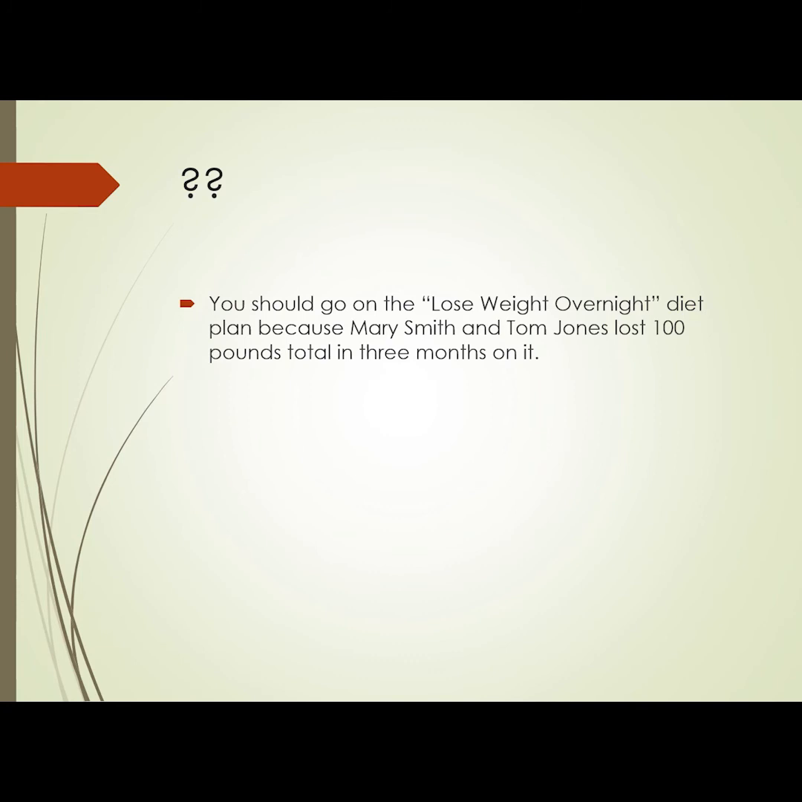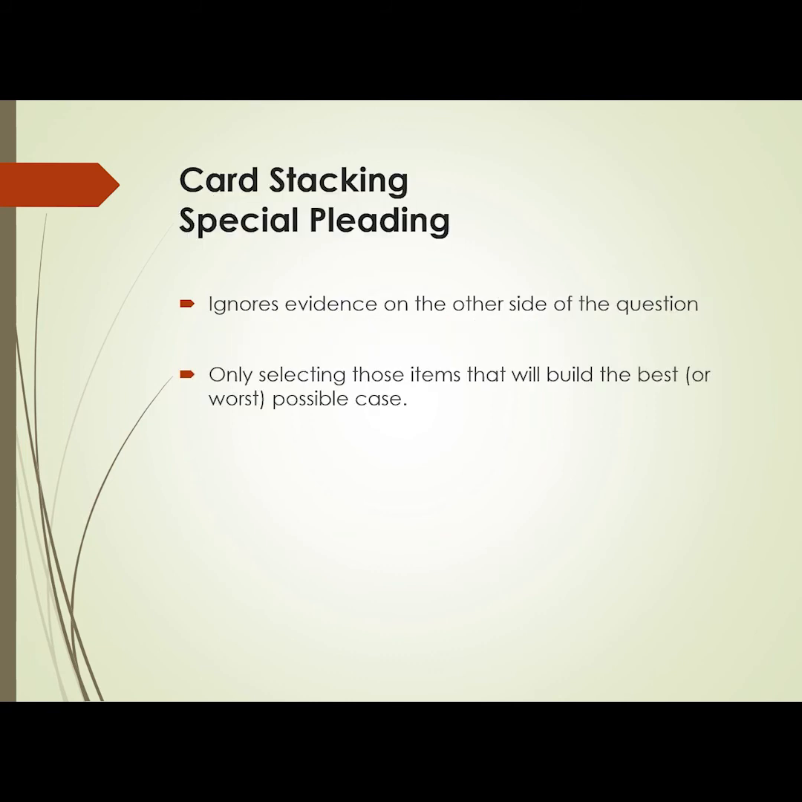You should go on the lose weight overnight diet as Mary Smith and Tom Jones, who is a singer, not really in this context, but he is a singer, lost 100 pounds in total in 3 months on it. Again, we're picking two individuals and using that as a claim that you should do this. That would be card stacking and special pleading. You're ignoring evidence on the other side and only showing the positives.